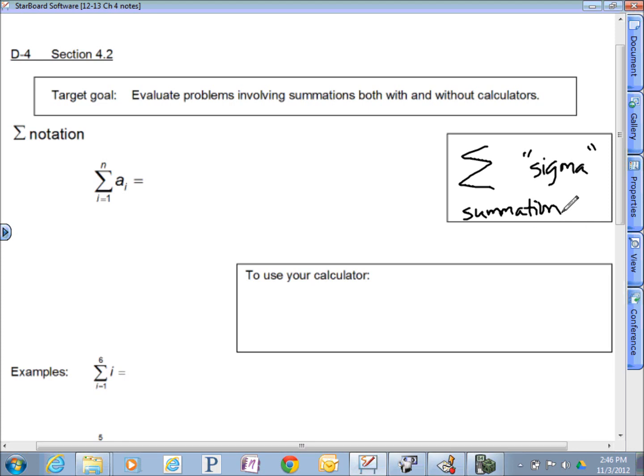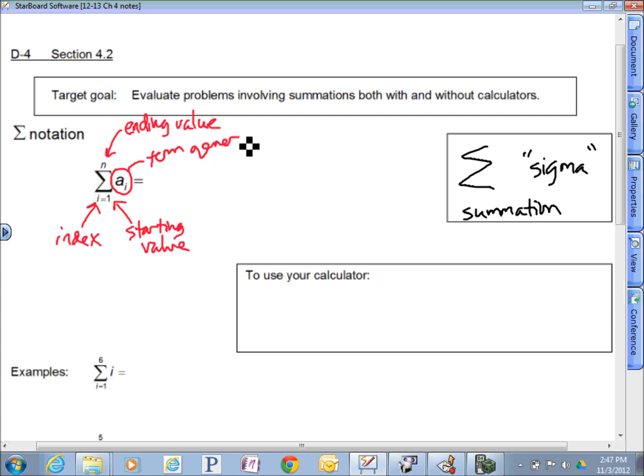So what this really means is we've got ourselves the sigma notation. Sigma always has a counter. This thing, this I, we call it I for index. It can be whatever you want. It's the thing that is going to reset itself every time and generate your sequence and ultimately your series of numbers. So there's your index. 1 is our starting value. N is our ending value. And A sub I is our term generator. Okay, so what does that mean?